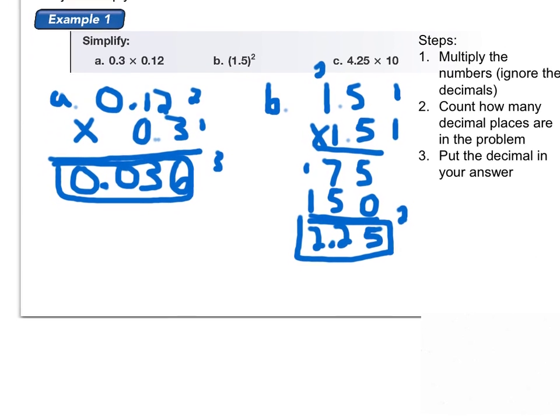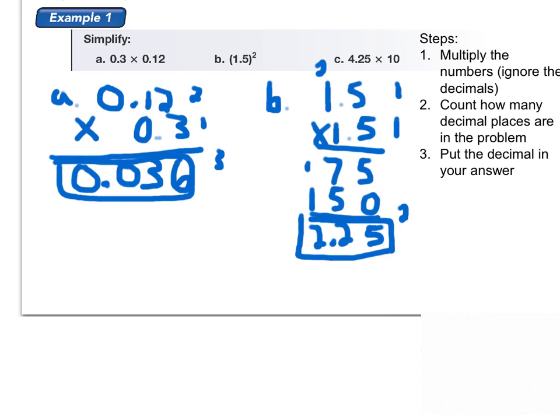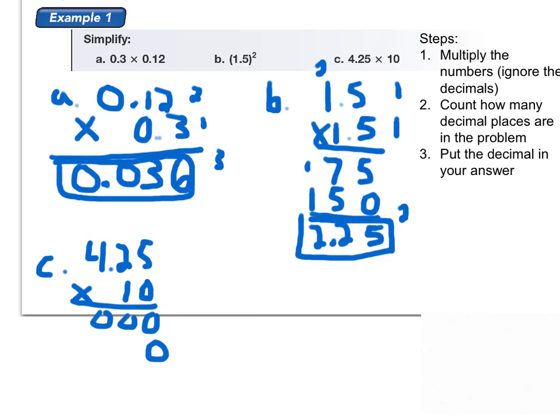Alright, and now the last one. C. I've got 4.25 times 10. On my first row, 0, 0, and 0, because they all multiply to get 0. I'm going to put a 0 at the bottom. 5 times 1 is 5, 2 times 1 is 2, 4 times 1 is 4. And I'm going to add them up.